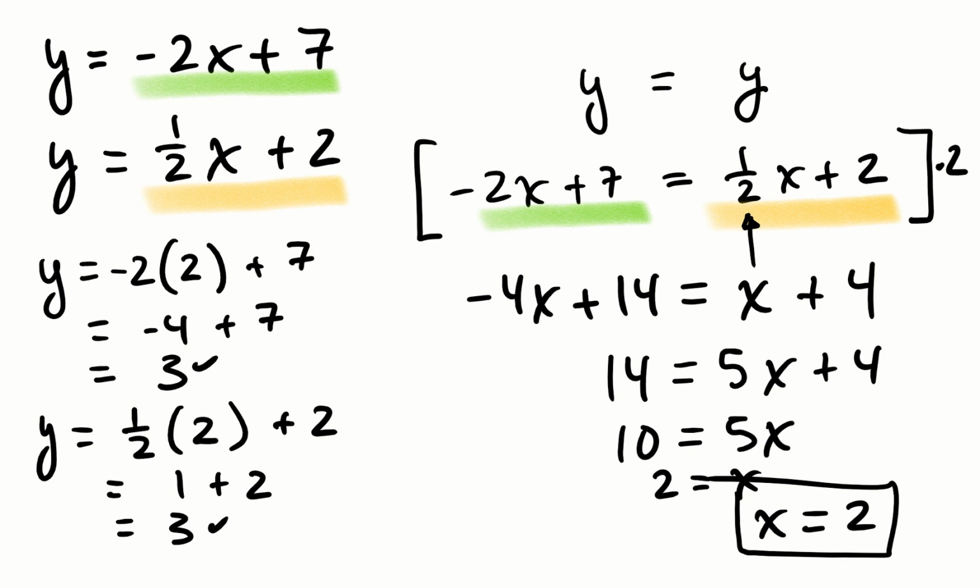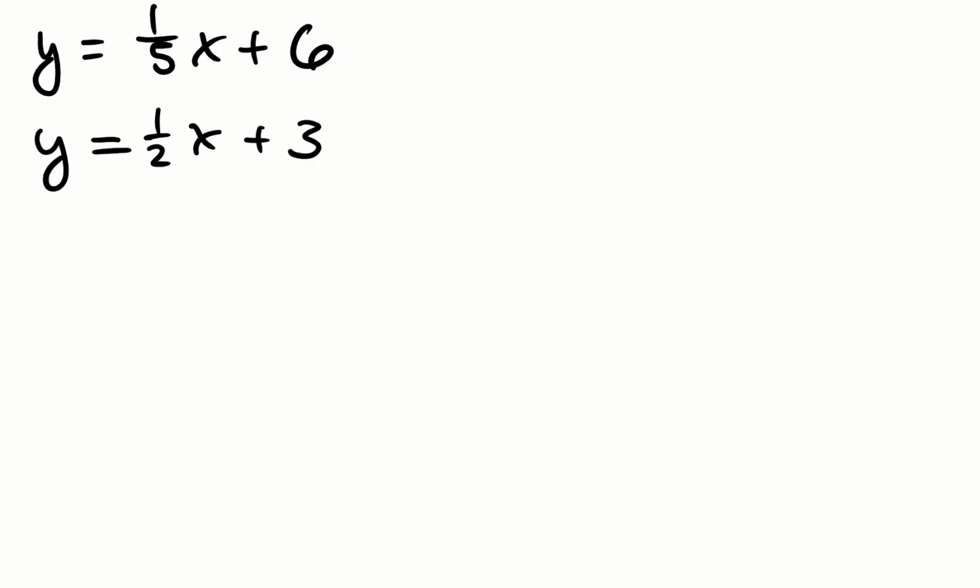So when x is 2 and y is 3, these two lines will meet each other. The solution to this system of equations is (2, 3). We're going to do one final problem like this. Again, I have a system of equations, two equations with the variables x and y. And because y is isolated in both, I'm going to use the equal values method. y is certainly equal to itself. The top equation tells me that y is 1/5 x plus 6.